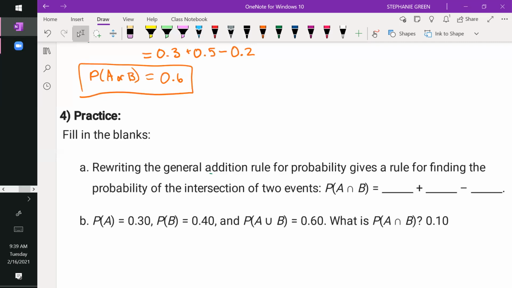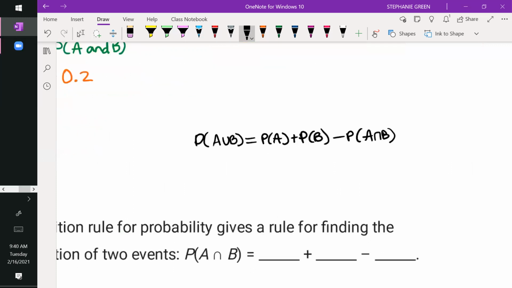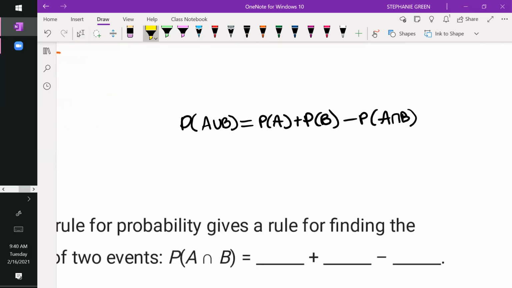So if I take that equation from the last one, probability of A or B equals the probability of A plus the probability of B minus the probability of A intersect B. Okay, I can manipulate this equation to instead get a formula for this probability. Okay, all I'm going to do, I'm going to go ahead and start by adding this probability to both sides of my equation.